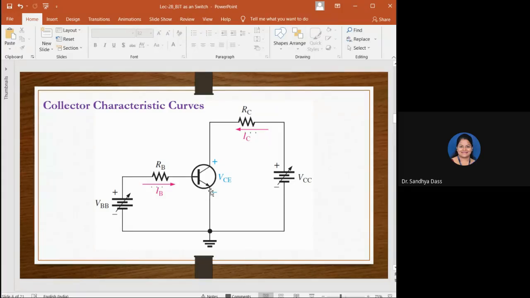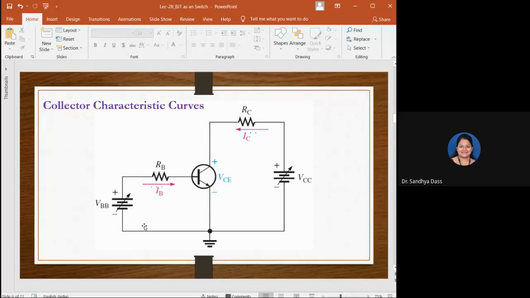Yeah, Jane answered correctly. It is common emitter configuration. Yeah, Satvik, Emlyn. Most of you have answered. So please understand the question. The question asked was, what is the configuration of the BJT used here? All right. So it is a common emitter.